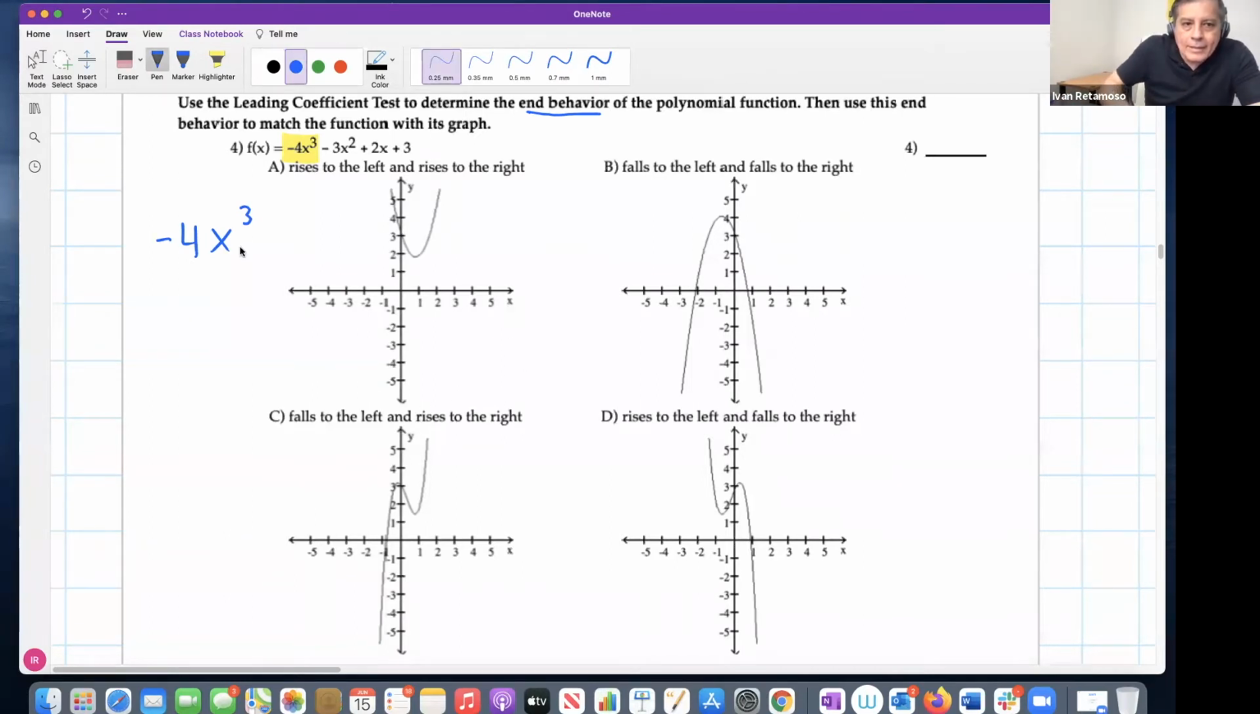We have this leading term, which shows an odd degree for the exponent. So quickly we think of a chair-like graph. And this is a negative leading coefficient, so we think of a chair, but not the increasing chair, but the decreasing chair, because this guy is negative.